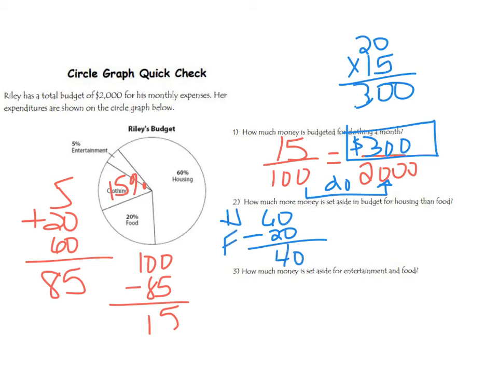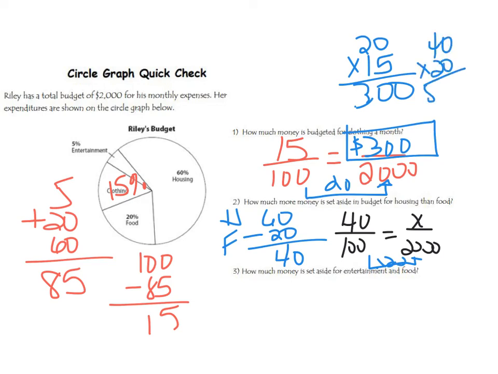So now all we have to do is find 40% of 2,000. So that's going to be x over 2,000. So again, it is times 20, isn't it? The scale factor? Yes? Okay, so then all we have to do is multiply 40 times 20, and that's going to be 8 and add 2 zeros. So that means that $800 more are reserved for housing than for food.